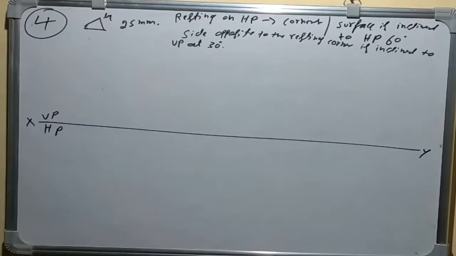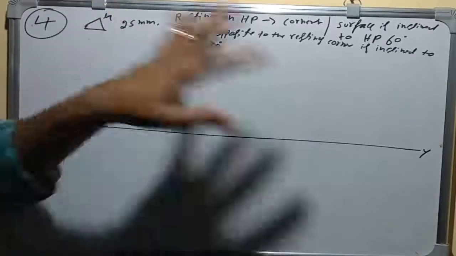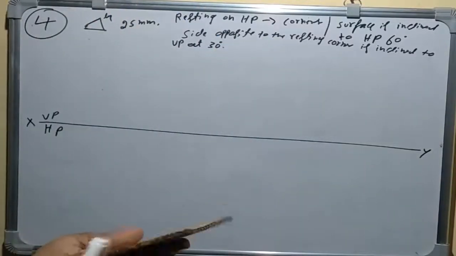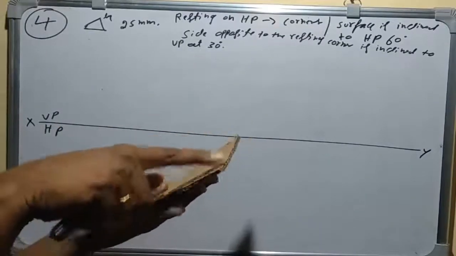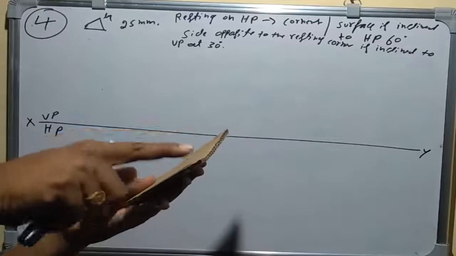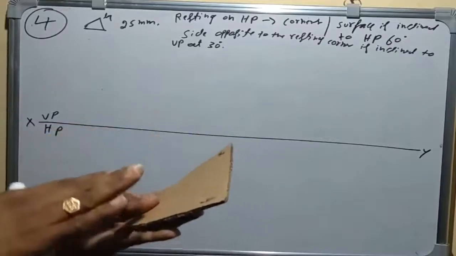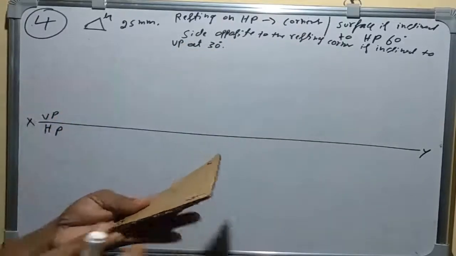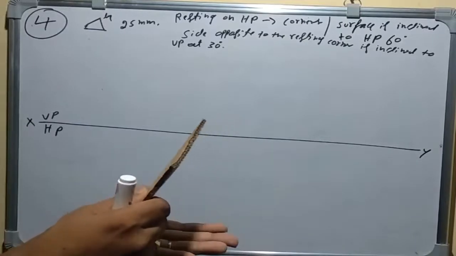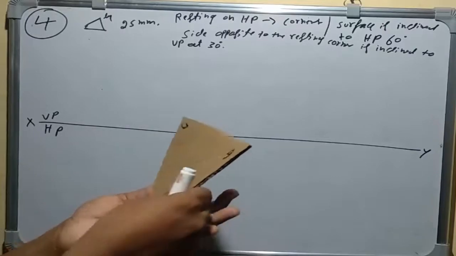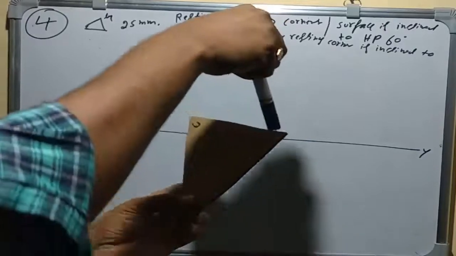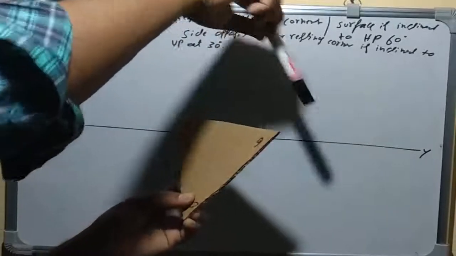And in the last step, what they have given is the side opposite to the resting corner. That means here, the side opposite to the resting corner, this is the side. So this side is inclined, we have to make it 30 degrees to the VP. By keeping the resting corner here itself, this is the side we have to make inclined. So like this we have to tilt such that this makes 30 degrees with the VP.